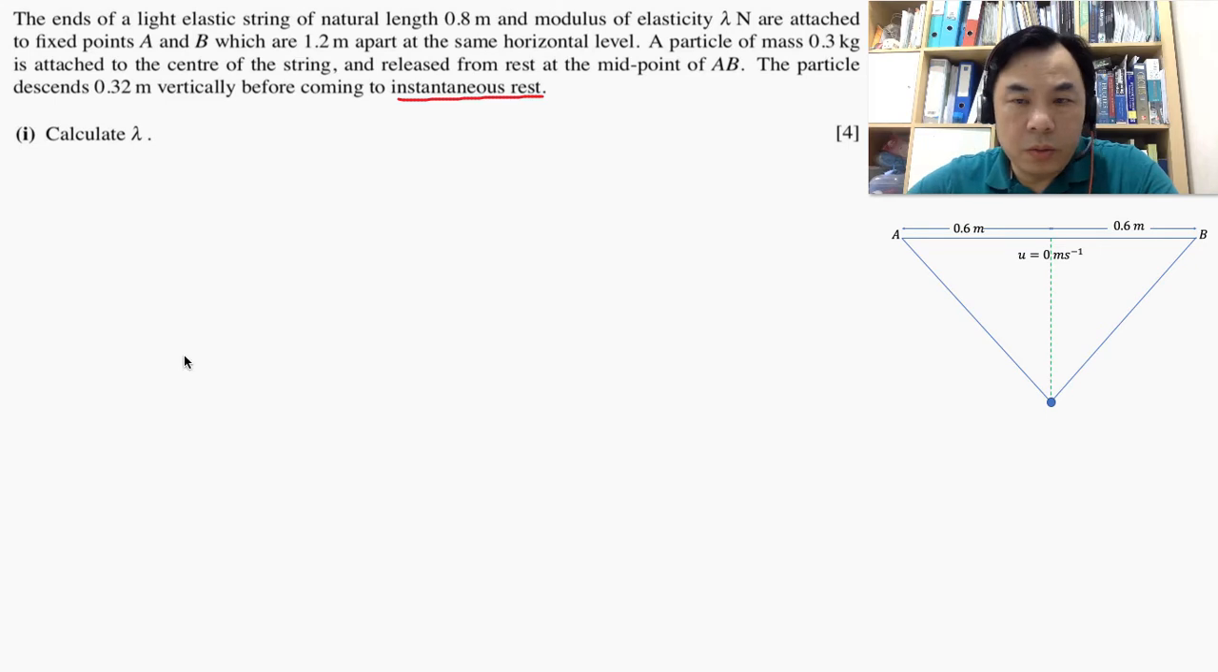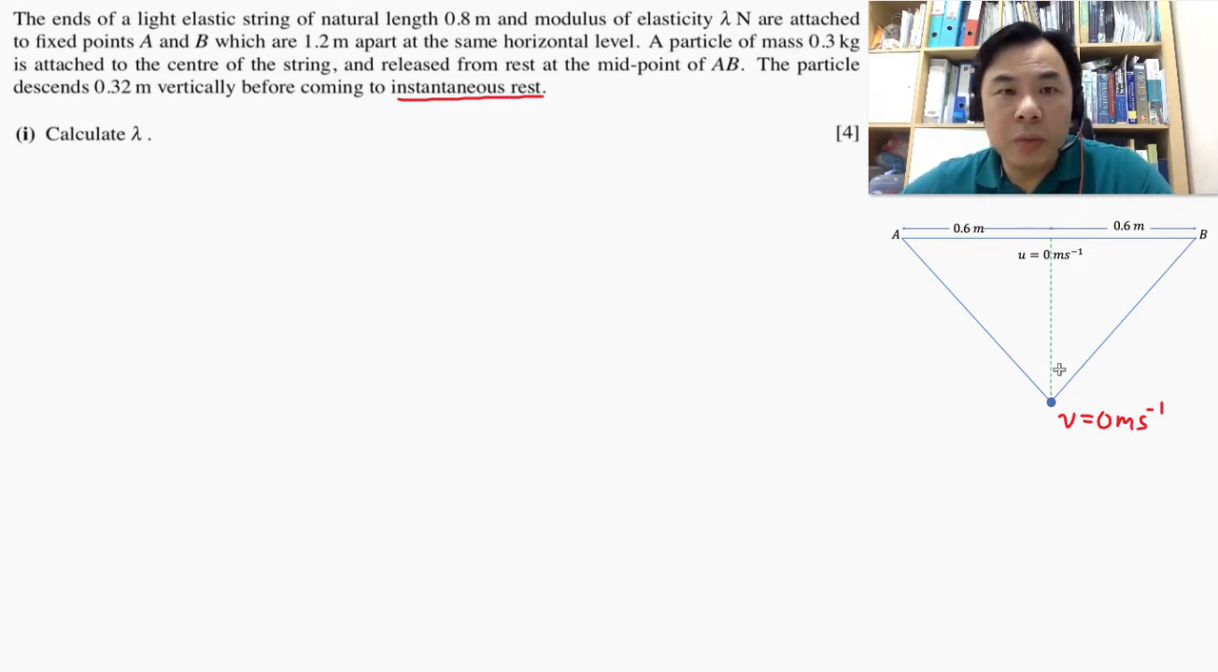All right, now I'm going to write it down here. At this point, now it is instantaneously at rest, meaning that v is equal to 0 meter per second at this point, but that doesn't mean that the particle stopped there. It just means that it's going to change direction. The main reason why it's going to change direction is because the vertical component of the tension at this point will be greater than the component of the weight at this point.